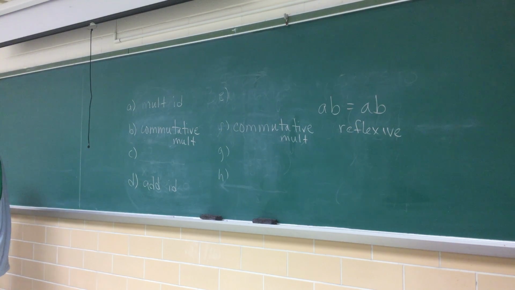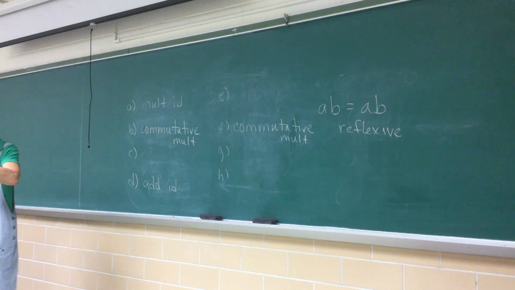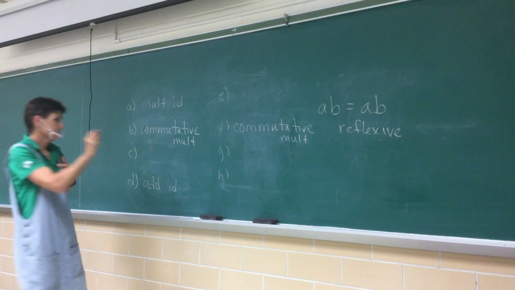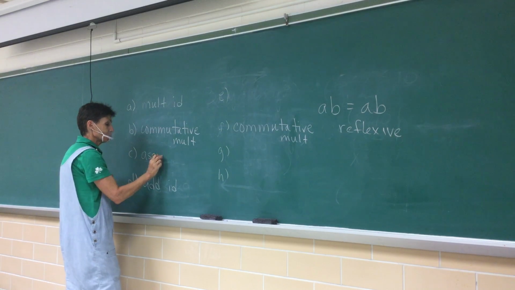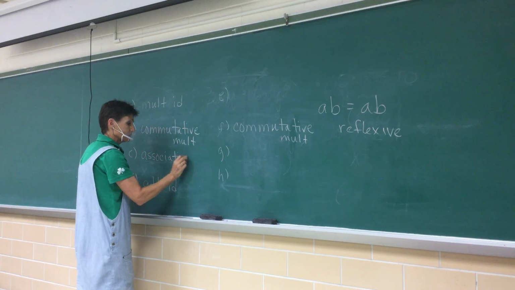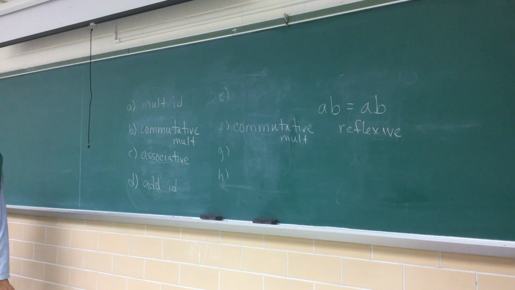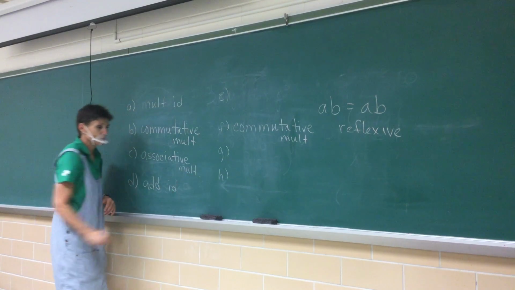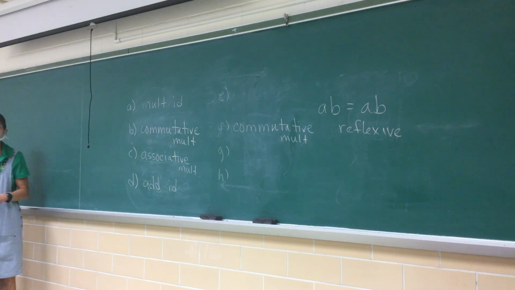All right, let's look at C. What's different about the two sides in problem C? The parentheses. The grouping is different. The order's the same. It's X, Y, Z, X, Y, Z. But the parentheses are different. What property is that? Associative. So C is the associative property. And what operation is that in C? Multiply. So that's the associative property of multiplication. Beautiful, beautiful, beautiful.